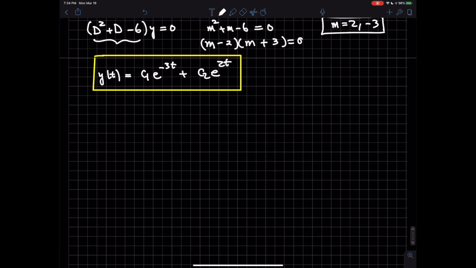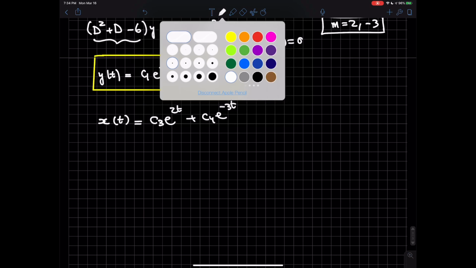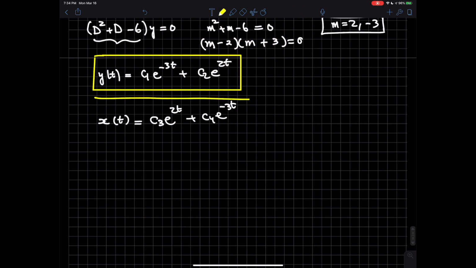And you can calculate x of t the same way by eliminating y and calculating x of t. And I'm not going to do that because it's on your PowerPoint. So your x of t will be c3, could be your third constant, e to the 2t plus c4 e to the minus 3t. And that would be your x of t. And here are your two solutions for the given differential equations. You have your x of t and you have your y of t.